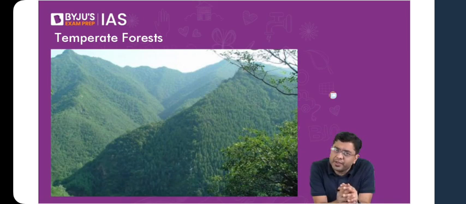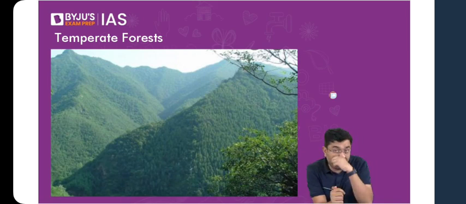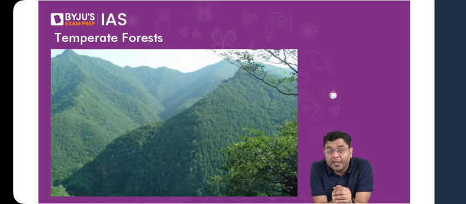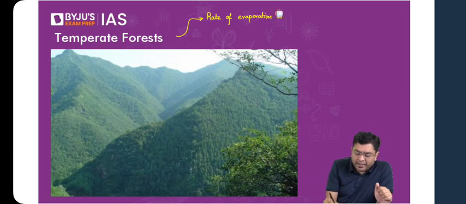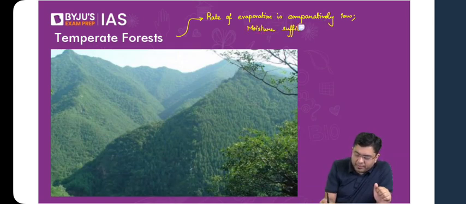So in temperate areas also, you'll find, particularly in the coastal stretches where you have the presence of onshore wind, for example, the Pacific coastline in North America, the presence of evergreen trees. Now here the moisture sufficiency is maintained. Why? Because the rate of evaporation is very low. Okay, not very low, but comparatively low. So the rate of evaporation is comparatively low, so moisture sufficiency is maintained.